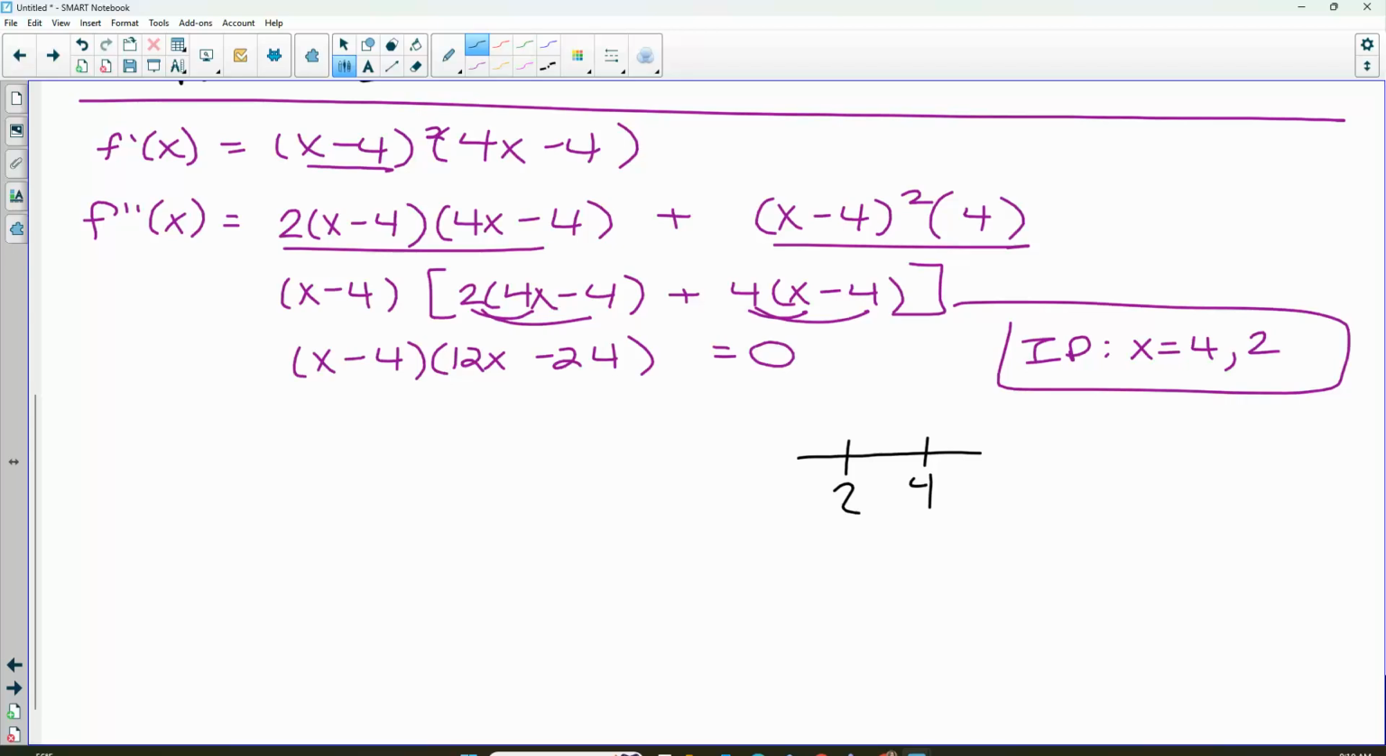So for our concavity, 2, 3, 5, and positive, negative, positive. Meaning that we are concave up from negative infinity to 2 and from 4 to infinity. We're concave down from 2 to 4.